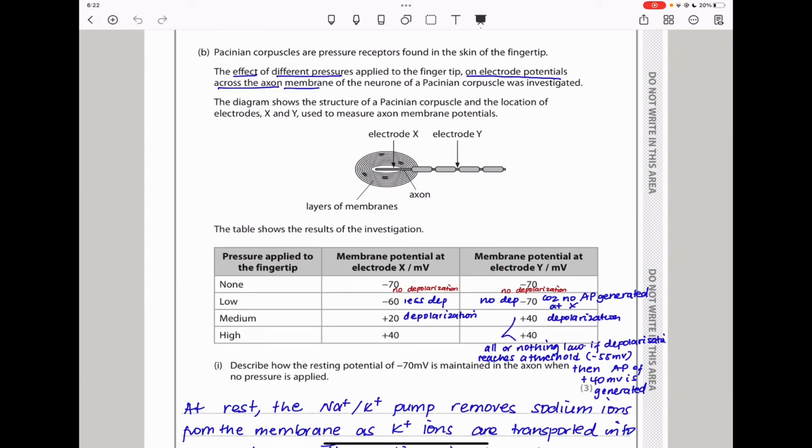The higher the applied pressure was, as we move this side, there was more depolarization with the increase in the pressure being applied until the membrane potential reached 40 millivolts. After 40 millivolts, no matter the pressure being applied, there was no change in the membrane potential. So it means the higher the pressure applied, the more the ions were able to move across the membrane, and therefore the more depolarization occurred due to the movement of sodium ions into the membrane.